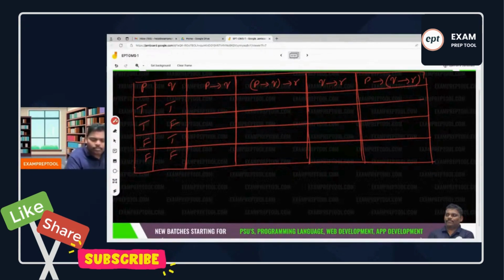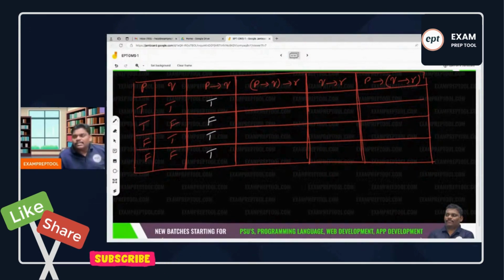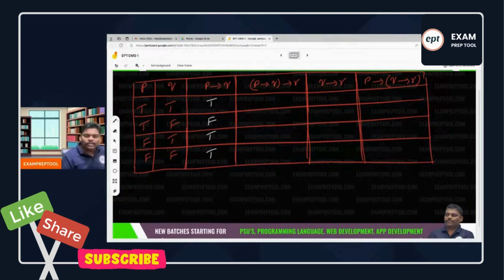Now see what I am going to do. Can you see P implies Q? So what is the answer? True, false, true, true. See, yesterday it was something difficult, today not difficult. R is not given. Oh, fine, so I will write that also. P, Q, R, right? So all the combinations.